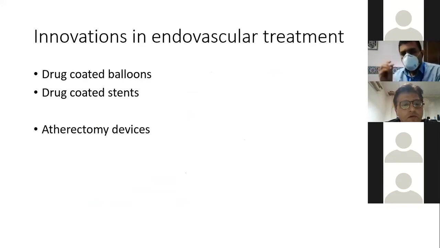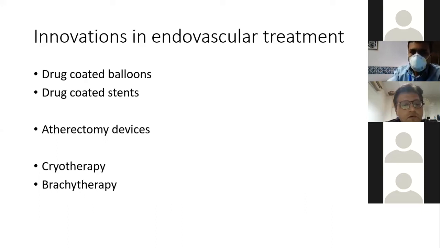These calcified vessels in diabetics prevent simple balloon angioplasty. To facilitate it, we have atherectomy devices, which debulk the atheroma and help the angioplasty. We have cryotherapy, brachytherapy. We have good prospective studies which have shown the efficacy of the drug-coated balloons, stents and atherectomy devices, and these are commonly used. And probably this is the reason endovascular is becoming the first choice in these patients.